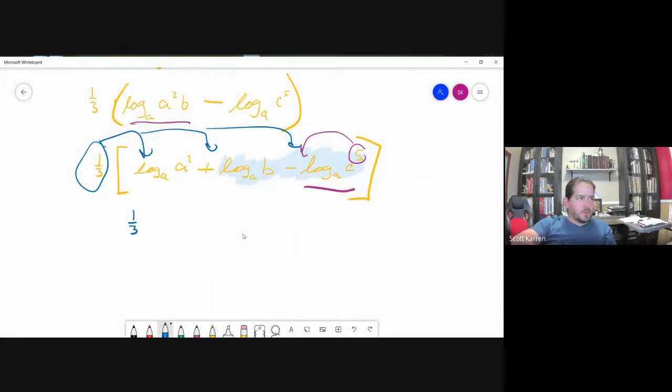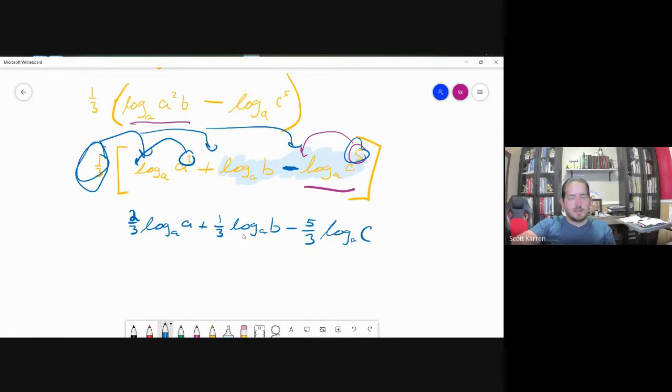So let me do both of those things at the same time. I've got 1/3 now log base a of a squared. But in fact, this squared can come down as well. If I multiply it out front, that just turns this into a 2/3. The 1/3 multiplies in here and gives me 1/3 log base a of b, and then minus right here, 1/3 gets multiplied by 5, so I have minus 5/3 log base a of c.